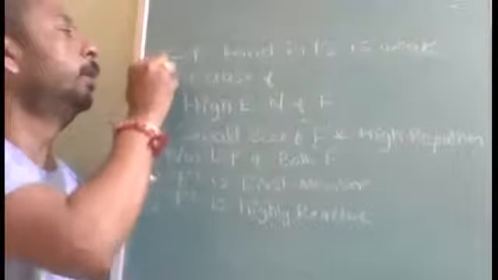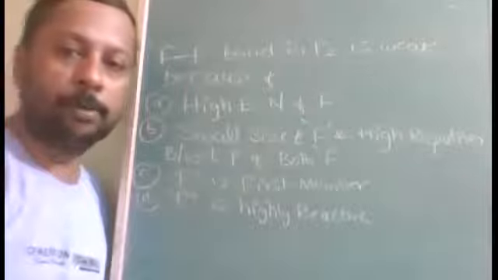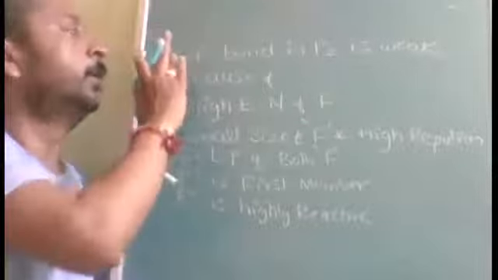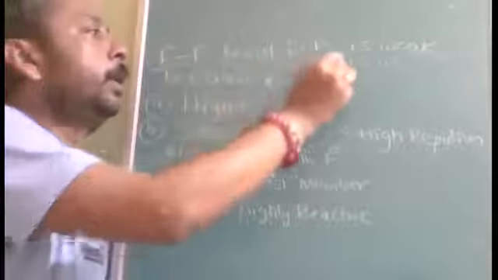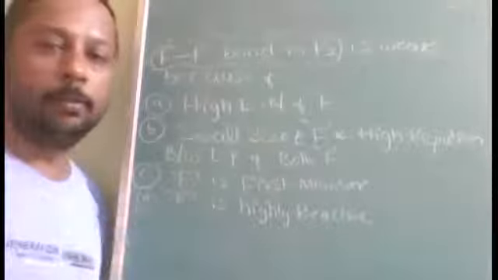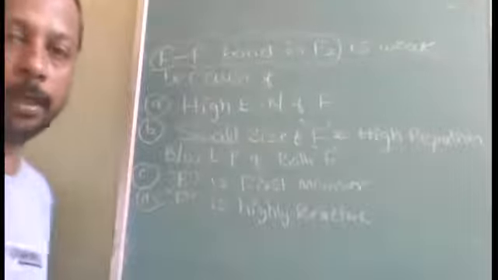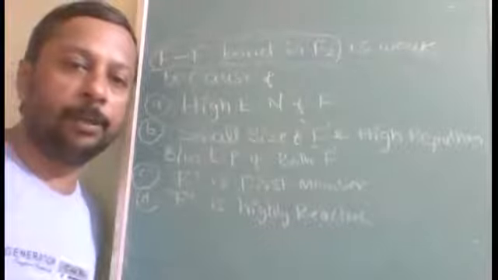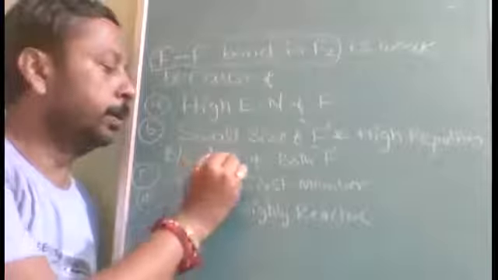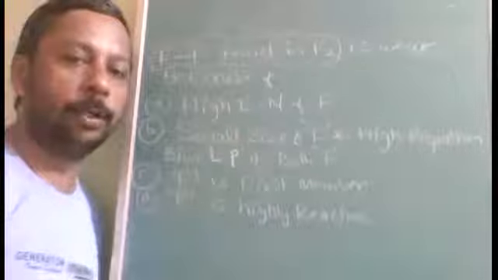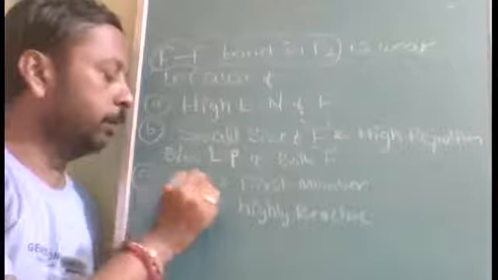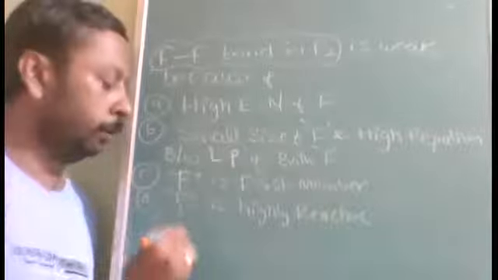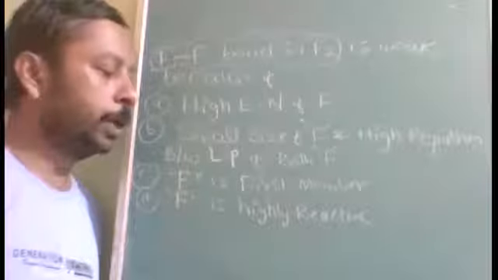Here the next question is: fluorine bond length is the smallest, therefore it should be the strongest bond among the halogens. But exceptionally, the bond energy of fluorine is very less. That is because of, okay, four options are given: high electronegativity of fluorine, small size of fluorine, and high repulsion between lone pairs of both fluorine. Third is fluorine is the first member, therefore fluorine is highly reactive.